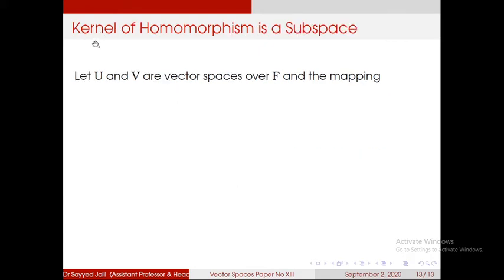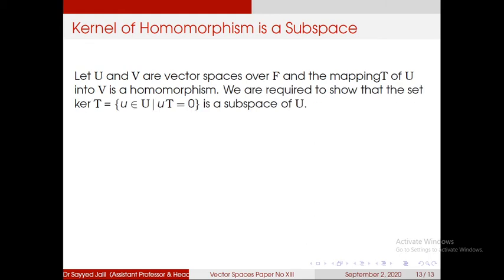Now the next result we will prove: the kernel of a homomorphism is a subspace. The kernel of a homomorphism is the collection of all elements of the domain such that the image is 0, the identity element in the codomain. Let U and V be vector spaces over F, and the mapping T of U into V be a homomorphism. It is given that it is a homomorphism. So we are required to show that the set kernel of T is a subspace of U.